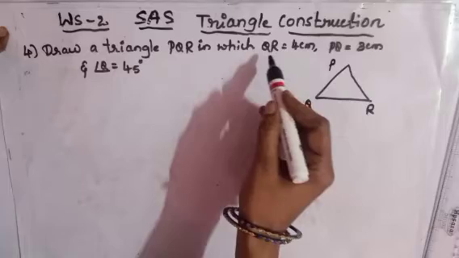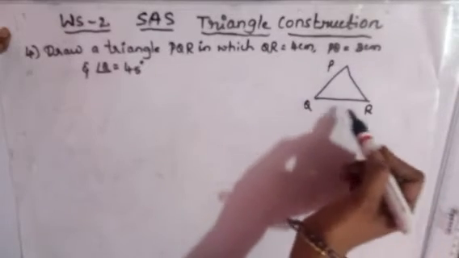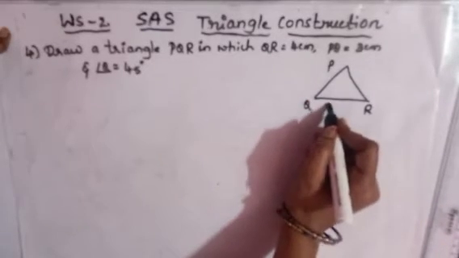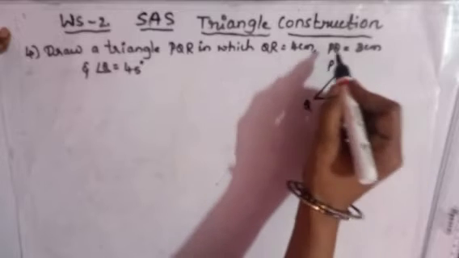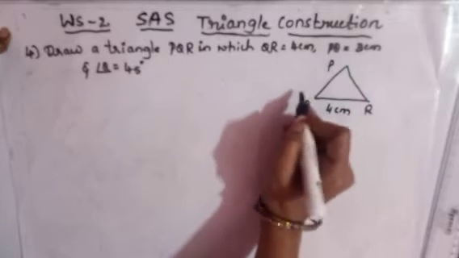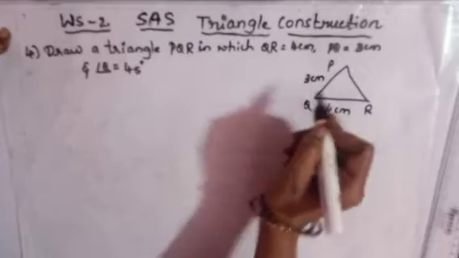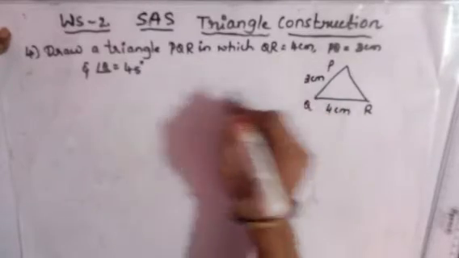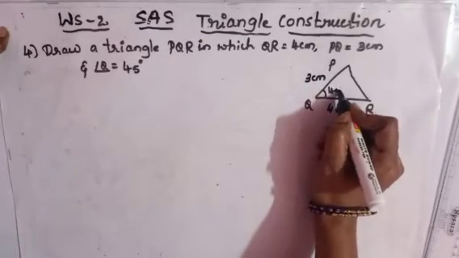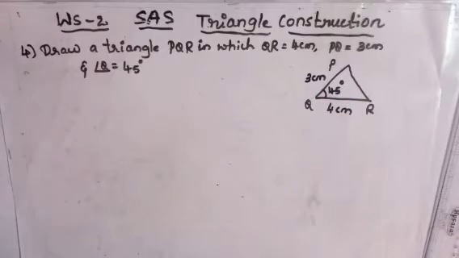Now what is given? QR equals 4 cm, QR, name it as the base. QR is 4 cm and PQ is 3 cm, and angle Q equals 45 degrees. So name it as 45 degrees.